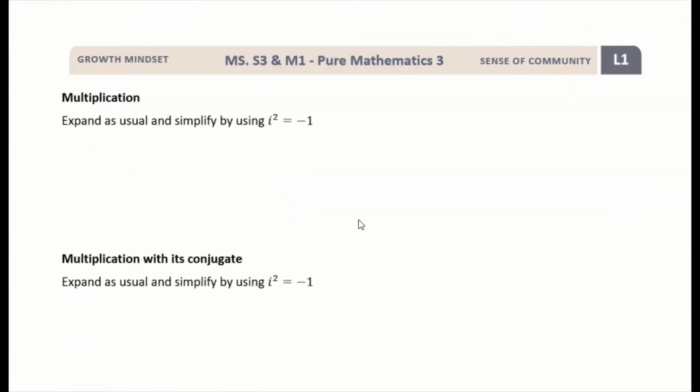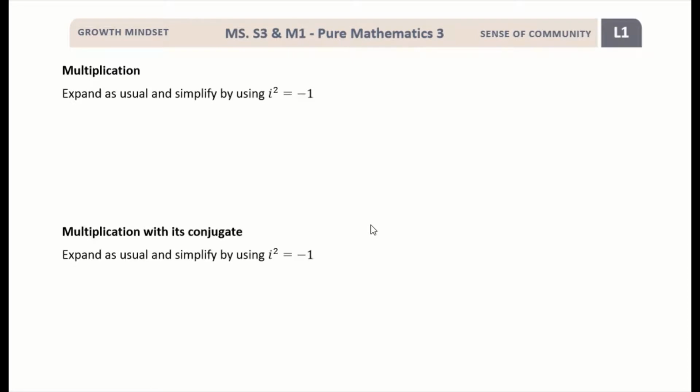Okay, so let's move on to multiplication. Let's say we are doing multiplication for the two complex numbers just now, so z1 multiplied by z2.